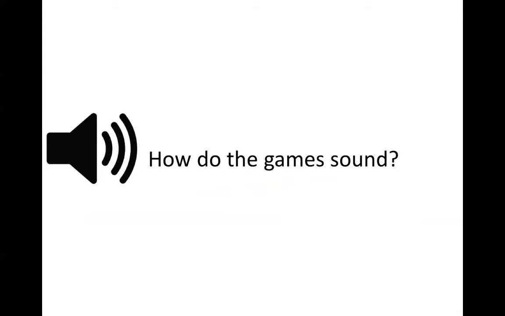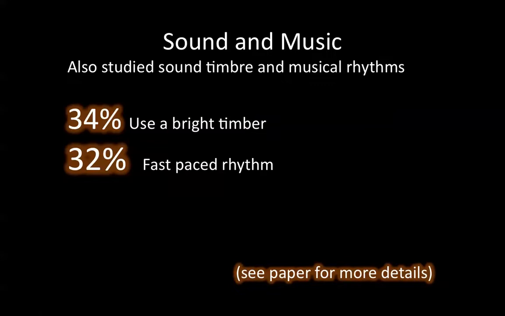Then we also studied how the games sound. Generally, 34% of them used a bright timbre. You can consider timbre as sort of tonal quality, but it's more conclusively described in the paper. The most important thing to understand is that 34% were bright timbre and 32% were fast-paced rhythm.